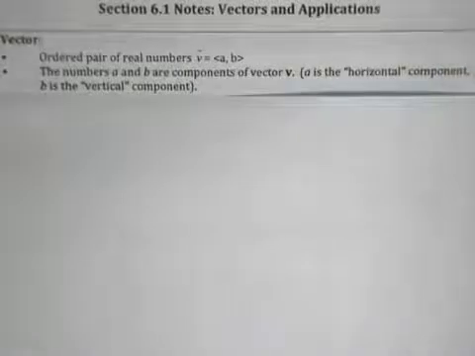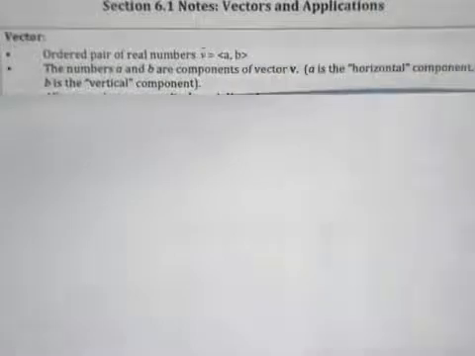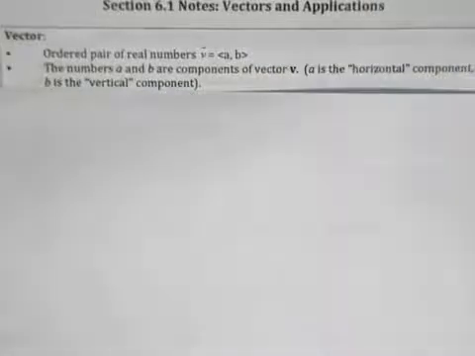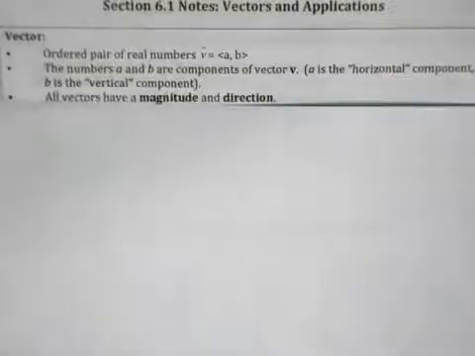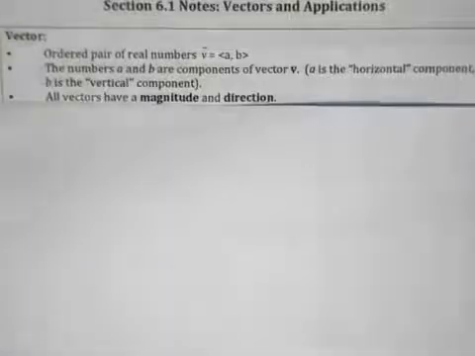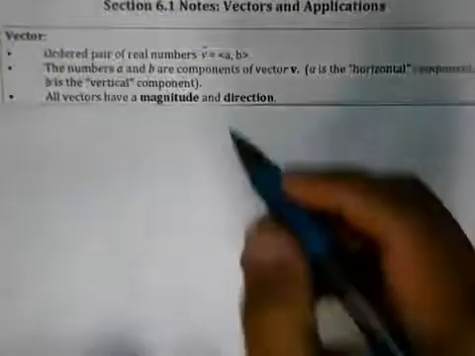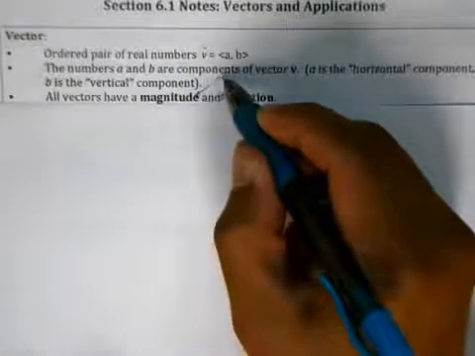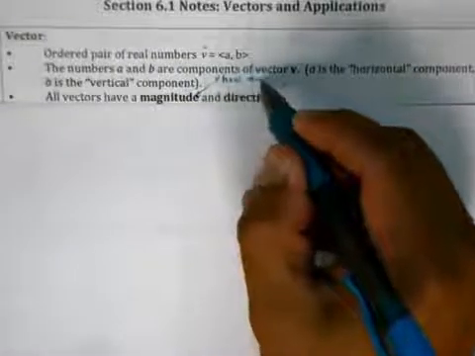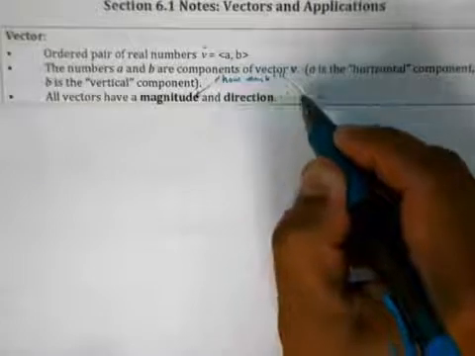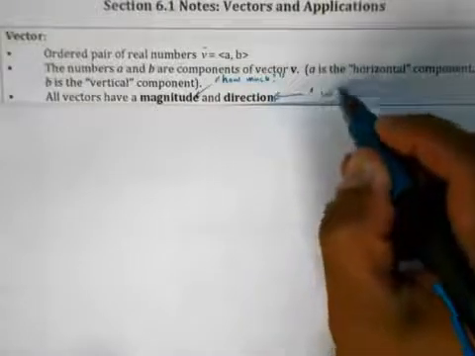In other words, if you look at a vector, it's got two numbers in it. One of the numbers describes the horizontal movement of a certain object, and the other number describes the vertical component or movement. All vectors have a magnitude and direction, which means that a magnitude basically tells you how much. So I'll make a note here. A magnitude basically says how much. And direction, of course, says where is it headed.